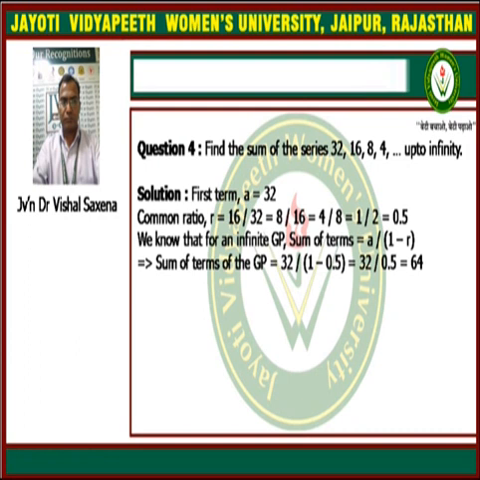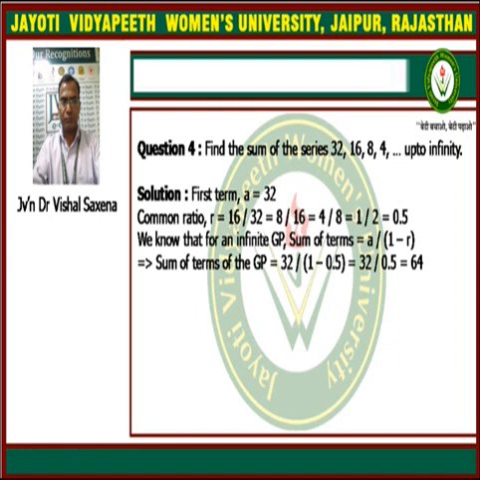Next is the question: find the sum of the series 32, 16, 8, 4 and so on till infinity. Here the first term is equal to 32, and the given series is a GP, a geometric progression, so we find the common ratio: 16 upon 32, 8 upon 16, 4 upon 8. The common ratio means that the ratio of any two consecutive terms always remains the same. We can see 16 upon 32 is 1 by 2, 8 upon 16 is 1 by 2, 4 upon 8 is 1 by 2.